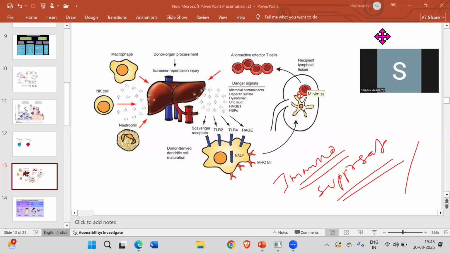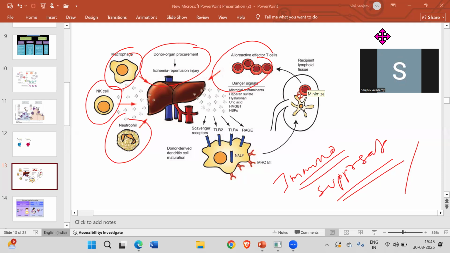This again depends upon what? Your T cells and B cells. Here you can see the liver, where donor organ procurement is given. Whatever cells are there come into action, and from there the T cells are taken. The recipient lymphoid tissue is also taken to find out the match, and afterwards scavenger receptors are formed.